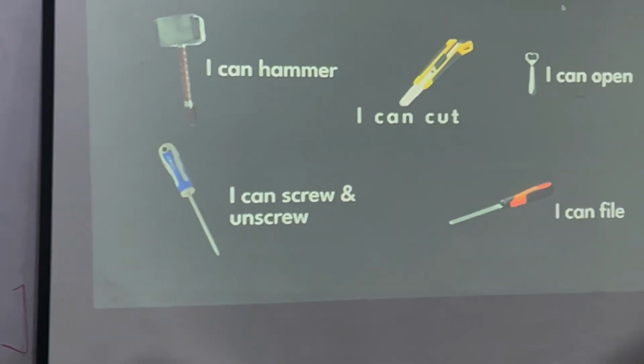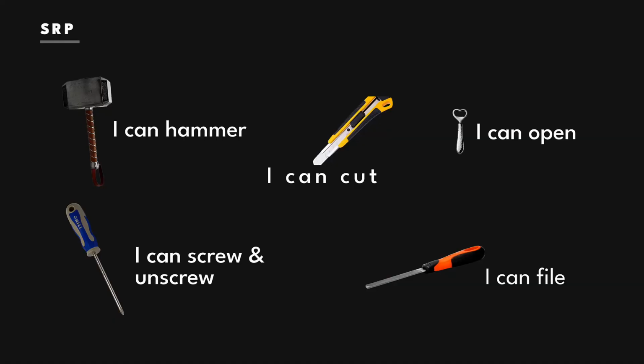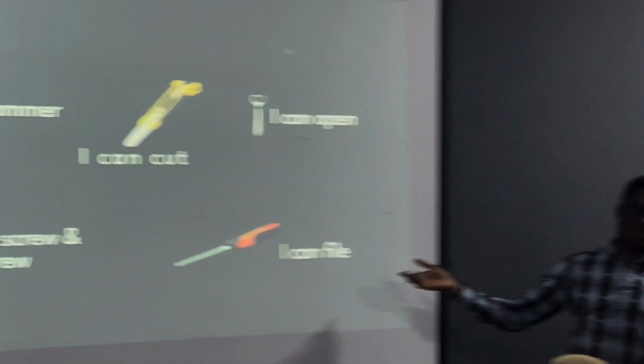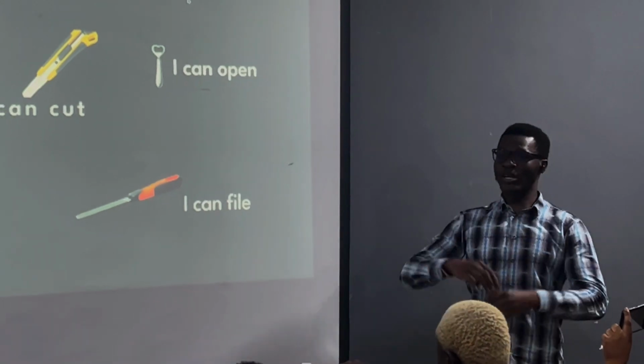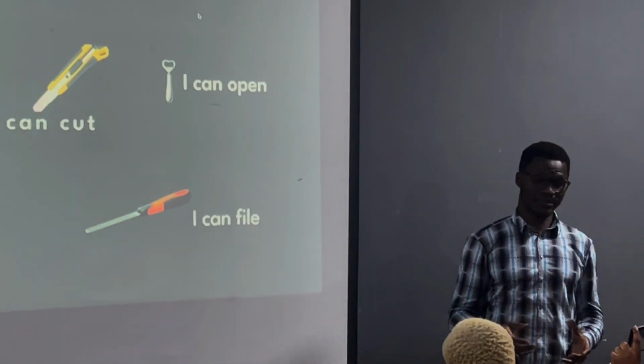So how should our system look? We should have a hammer that can do just one thing, to hammer. A cutter to cut. This I can open, I can fire, I can screw and unscrew. In this kind of system, the component is doing just one thing. It's not trying to be a jack of all trades.